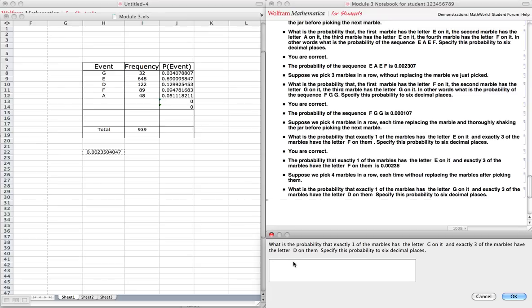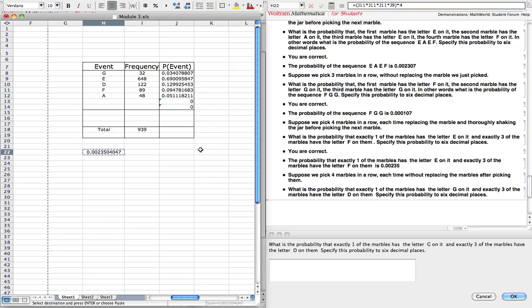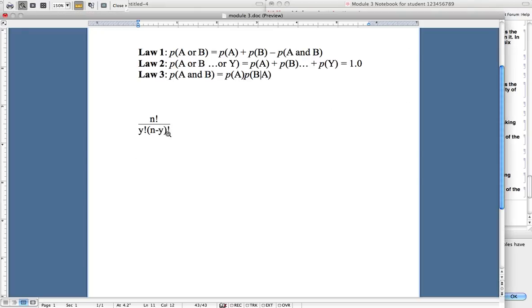Alright, now the same question, except there is no replacement. What's the probability that exactly one of the marbles has the letter G on it and 3 of them have the letter D? Okay, again, I could write them all out or use this to figure it out. I have 4 draws. I'm drawing 4 marbles. There are 2 possible scenarios.